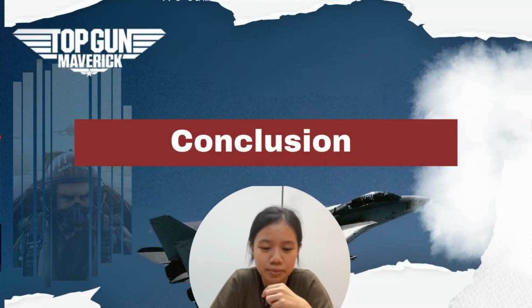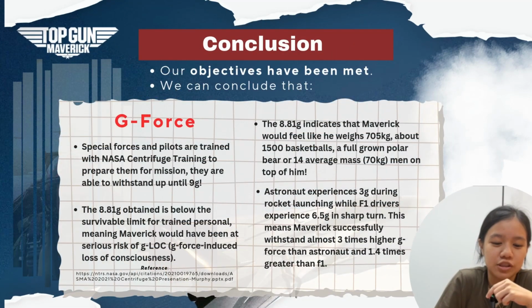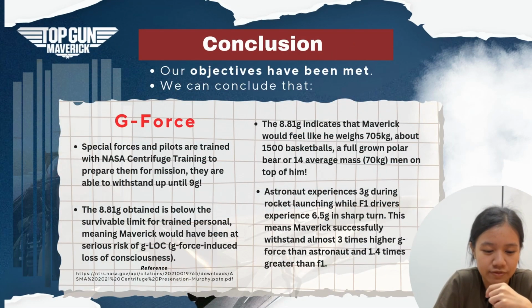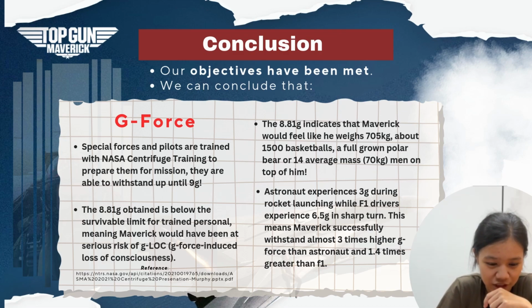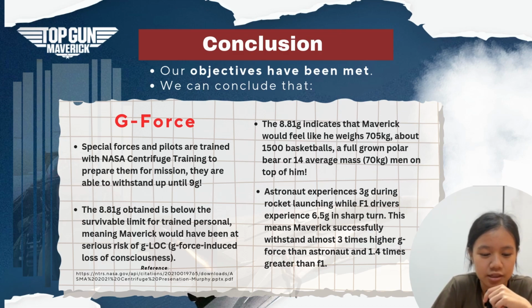In conclusion, our objectives have been met. We can conclude that for G-force, special forces and pilots are trained with NASA centrifuge training to prepare them for missions. They are able to withstand up to 9G. The 8.81 G obtained is below the survivable limit for trained personnel, meaning Maverick would have been at serious risk of G-lock, which is G-force-induced loss of consciousness.